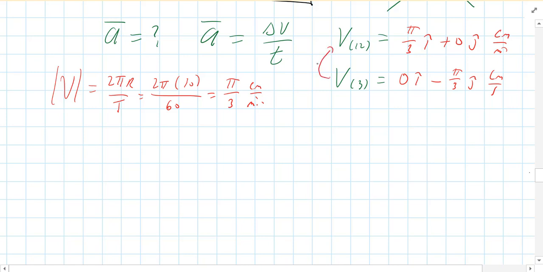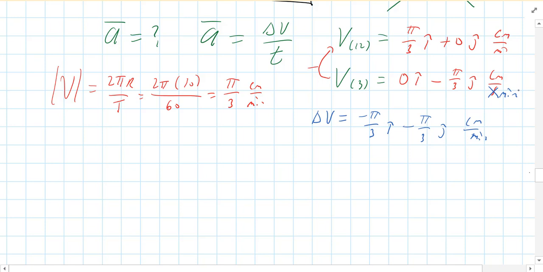So final minus initial. So I'm doing V at 3 o'clock minus V at noon. So delta V is 0 minus pi over 3, so negative pi over 3 i hat. And then negative pi over 3 minus 0, which is also negative pi over 3 j hat centimeters per minute. Oops, and above here, this should be minute, by the way. Sorry about that. All right.